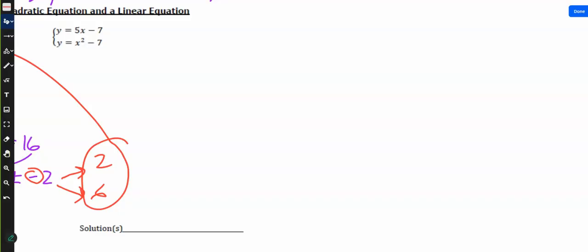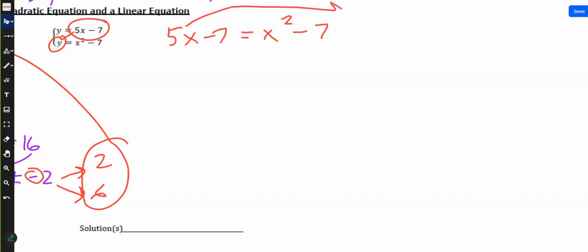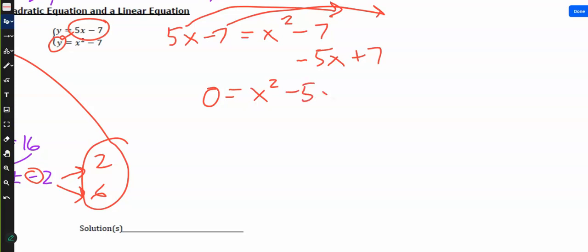All right, let's try our next one, right? We're going to stick this in here for this. 5x minus 7 equals x squared minus 7. And we're going to push everything over to one side, right? So, let's see here. We should subtract a 5x and add a 7. And so that would be 0 equals x squared minus 5x.